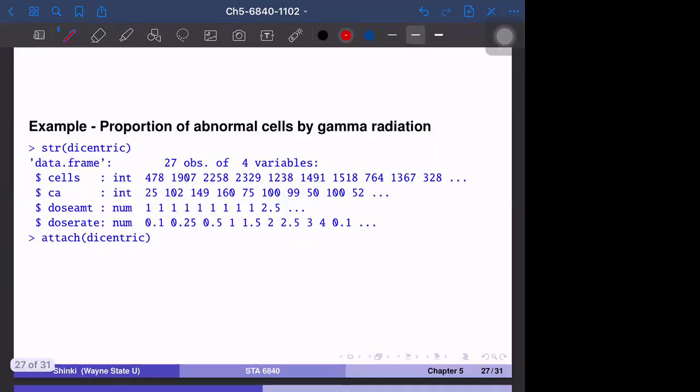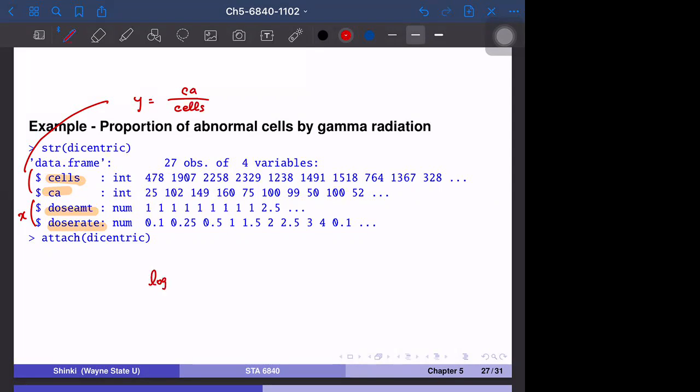And here is the example. This example is for the proportion of abnormal cells caused by gamma radiation. Basically the response variable is here: Ca over cells. Ca is abnormal cells and cells is the total number of cells. It makes more sense scientifically to consider Ca over cells, and the two radiation variables are the dose amount and the dose rate. These are the possible predictors, the possible x, and this ratio should be y.